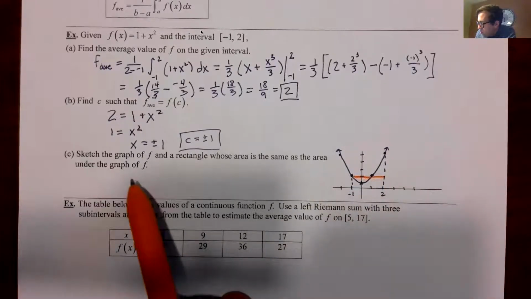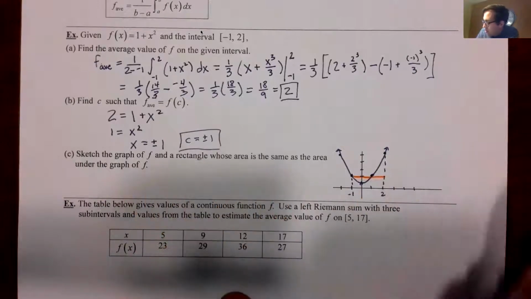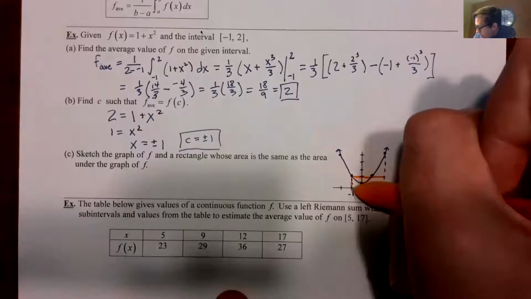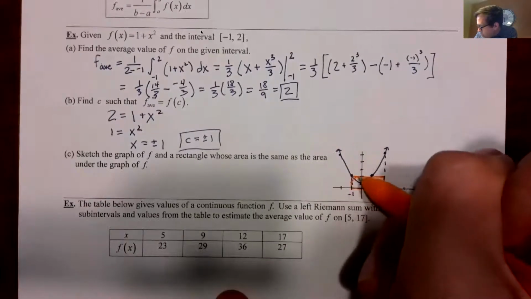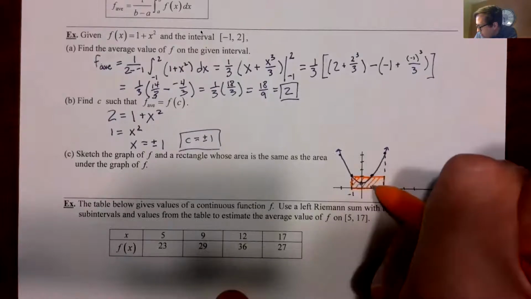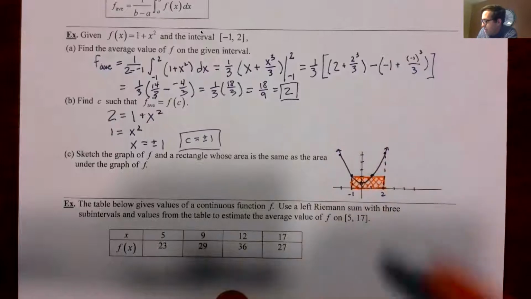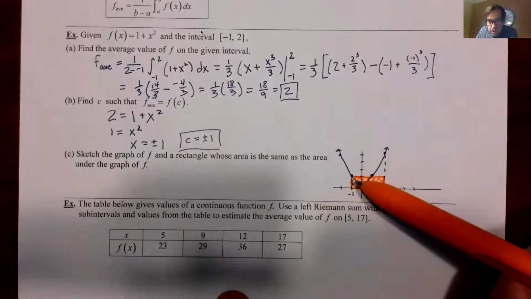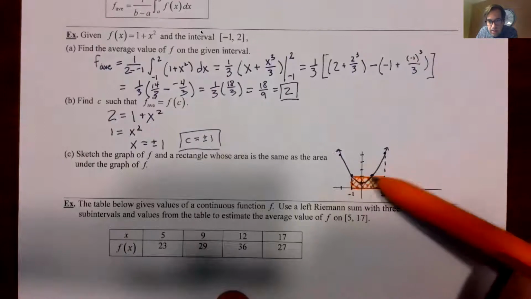And we're sketching the rectangle whose area is the same as the area under the graph. So if I connect this to the base here and make a rectangle, the area of this rectangle is the same as the area under the curve. So if I also shaded in the area under this curve from -1 to 2, it would be the same as the area of this rectangle.